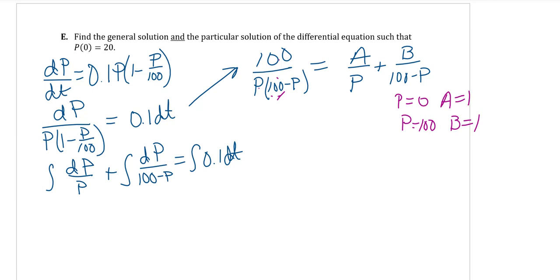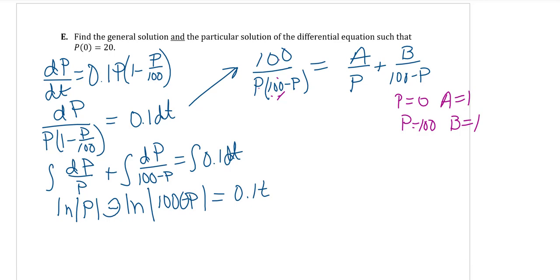So when we do this, we're going to get ln of P minus ln of 100 minus P. And remember, you need that negative because when you take the derivative of that, you'll have a negative dP, so that was missing. And this equals 0.1t. Okay, using our little trick before and changing the signs of these. Oh, of course, we have our plus c here.